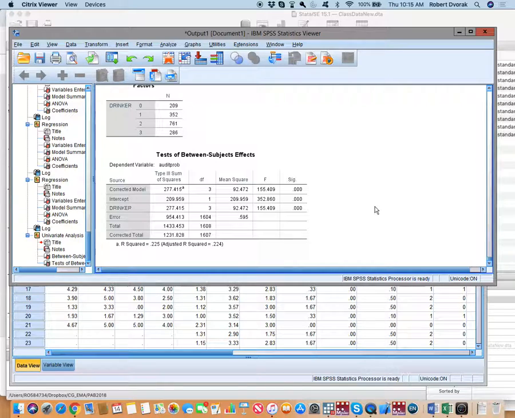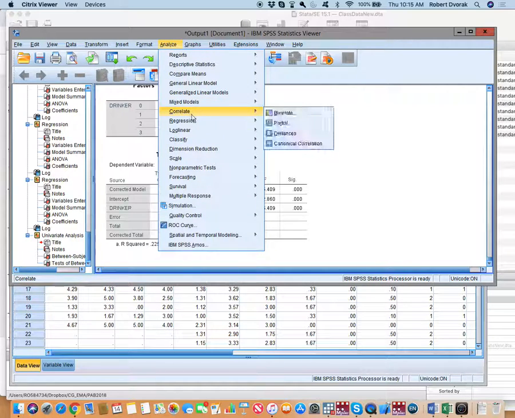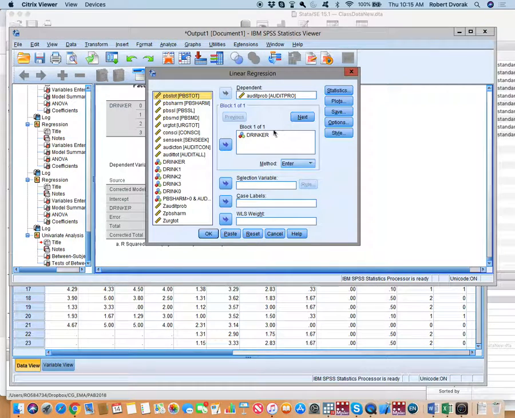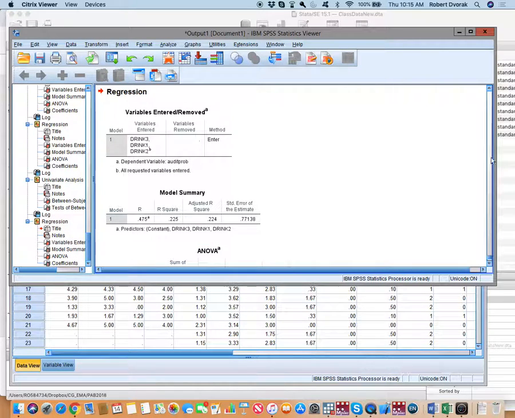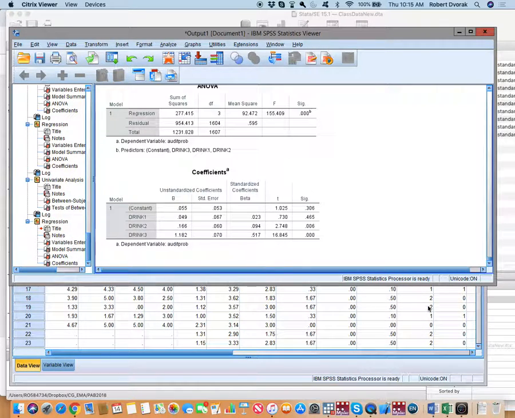We do that through categorical variable coding, right? And so here, let's do this. Let's go regression linear. Let's remove drinker. And we're going to put in drinker 1, drinker 2, and drinker 3. Go ahead and put them in, and then we'll come back to what these actually are.